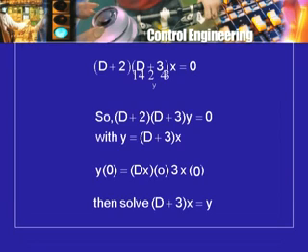So how do I get my x? But what was the relationship between x and y? Y was just another name for (D plus 3)x. So now I have the second equation, (D plus 3)x equal to y.